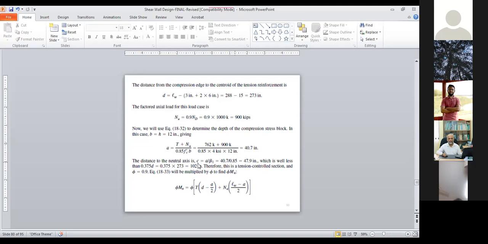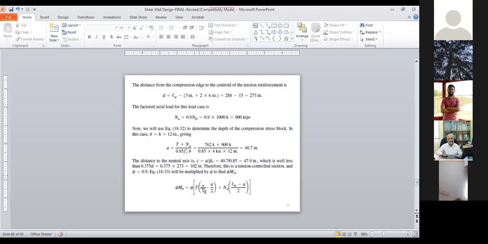The A will be 40.7 inches. And what is C? C equal to A by beta 1. You already know it. The location of the neutral axis will be 47.9 inch, which is less than 102 inch. That is 0.375 D. So this will also be the tension control. You can easily understand. This will be the tension control section, and you can use phi equal to 0.9 capacity reduction factor for moment.